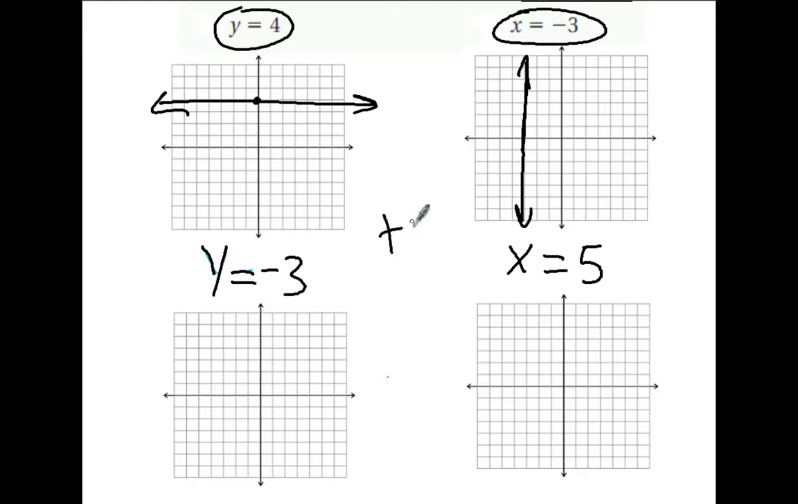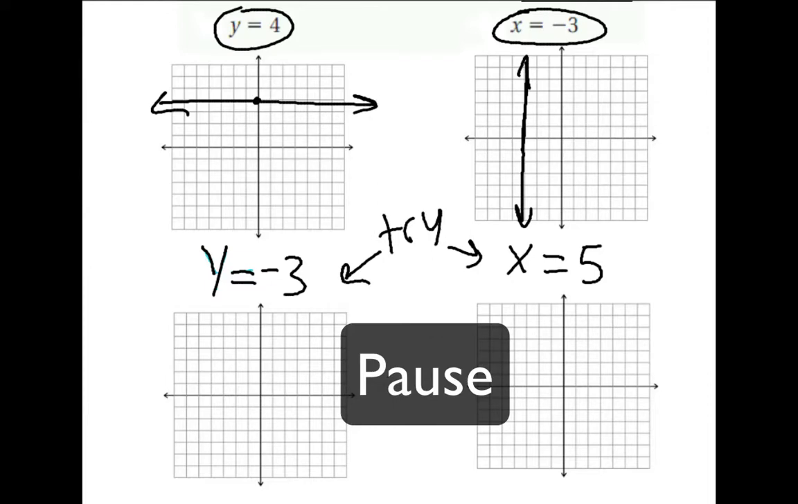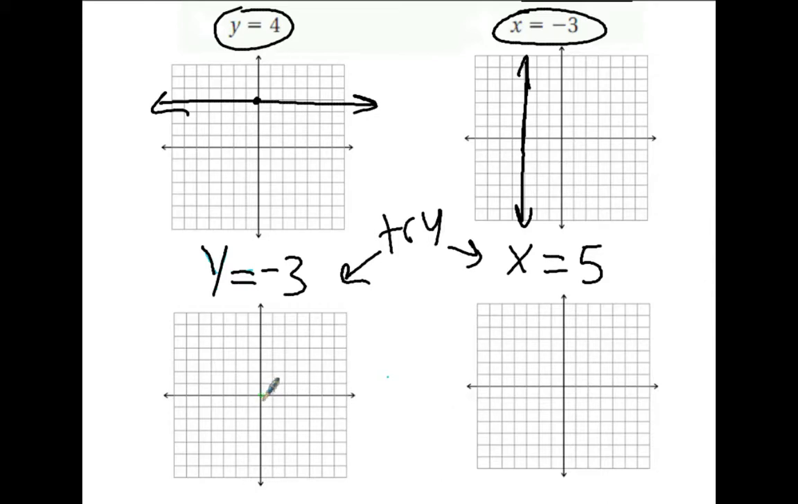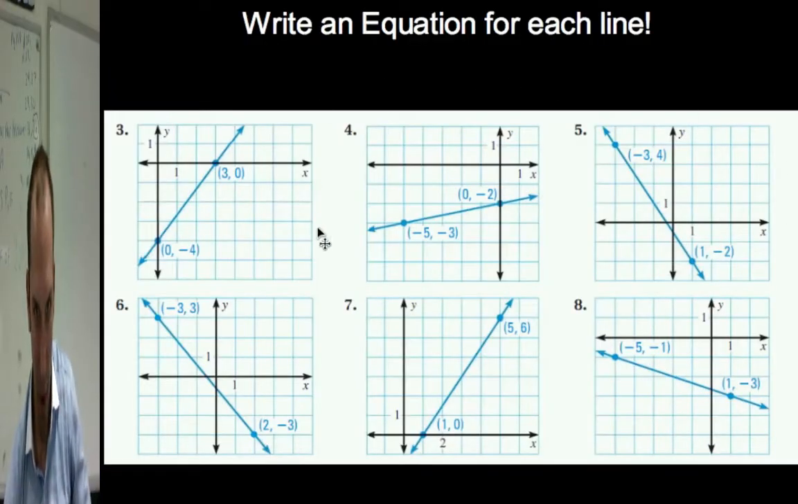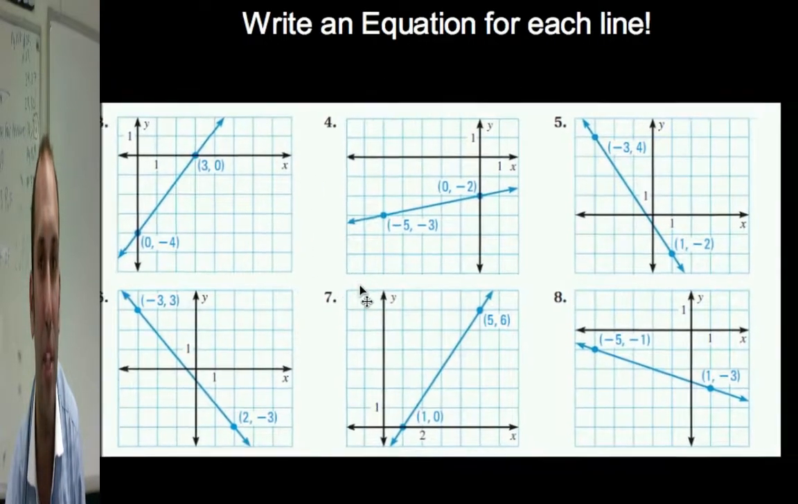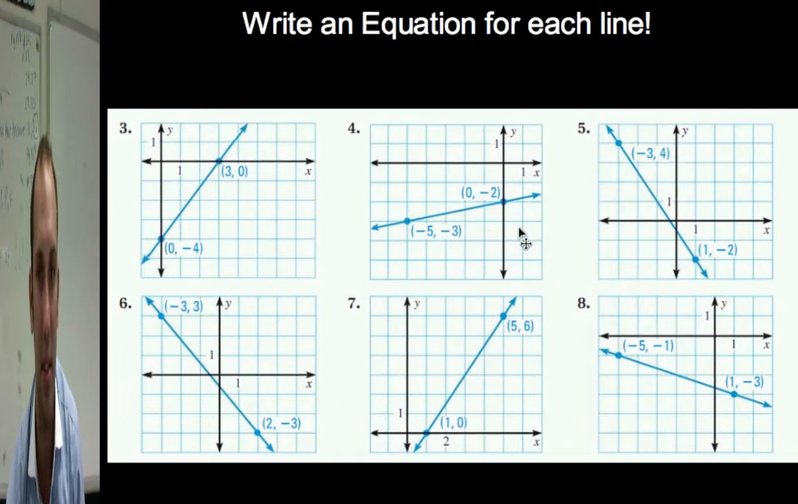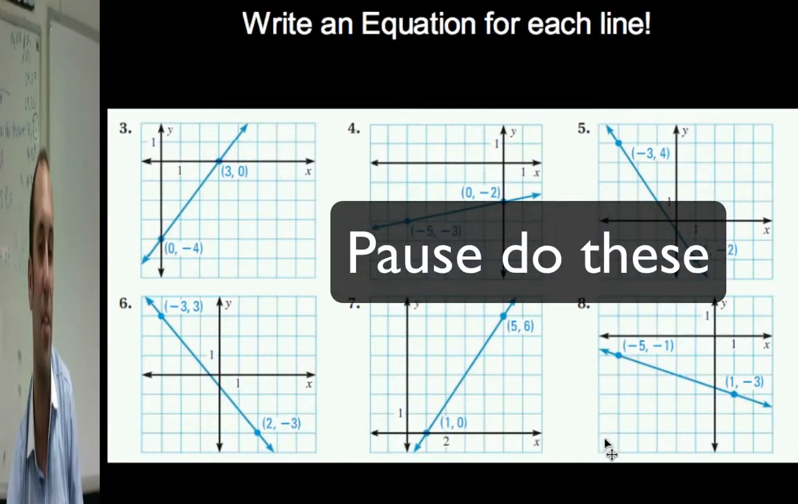Now, if you can understand what the top two look like, try and do the bottom two. Okay, now I'll show you how to do it. For y equals -3, it's going to look like that. For x equals 5, it's going to look like that. Horizontal and vertical lines. All right, now I want you to actually write an equation for each one of these lines. Pause the video and find the answers. I'll give you the answers afterwards.